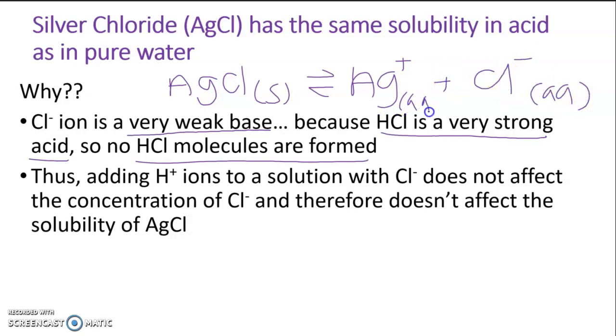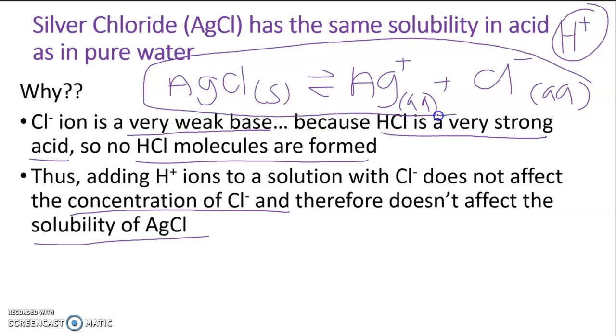So when we add this to something acidic, we're adding it to a bunch of hydrogen ions. The H and the Cl aren't going to react together. And so it doesn't change the concentration of chloride ions. So if the concentration of my ions is not changing, then equilibrium will not change and the same amount will stay dissolved. So that doesn't affect it.